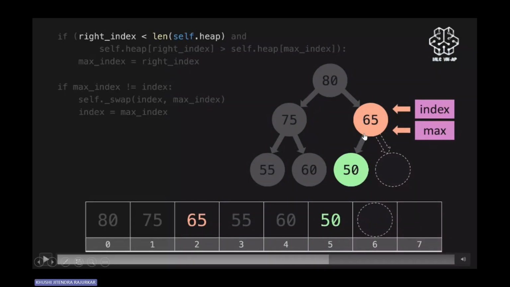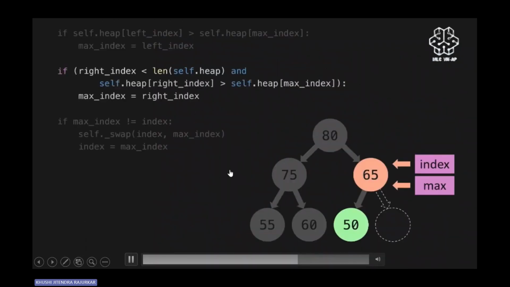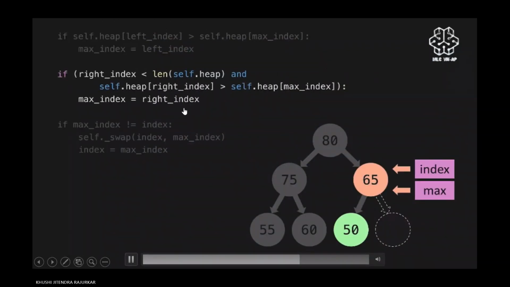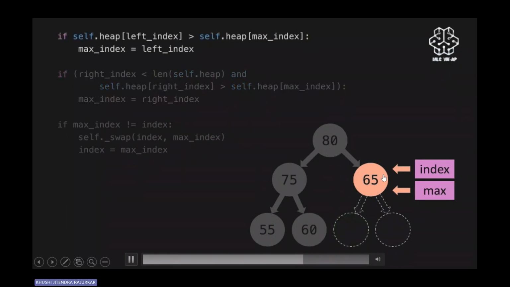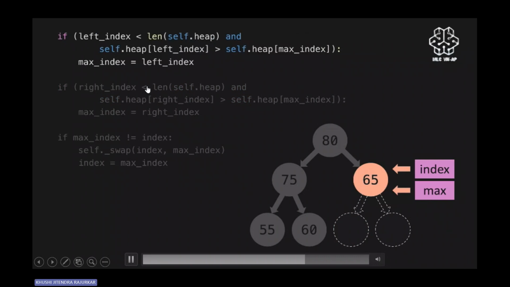For 65, the left child is 50, which is at location 5. And the length of our priority queue, our heap, is equal to 6. And the location of 5, this 5 is less than 6. So our left index operation shall be run. But our right child operation shall not be run because there is no right child for 65. As you can see, we have added these new conditionals to our code.